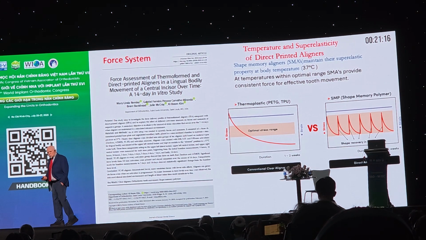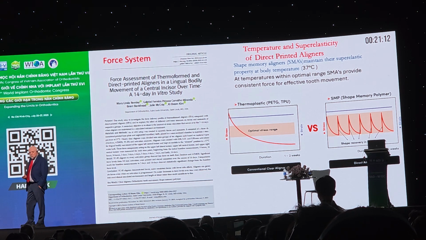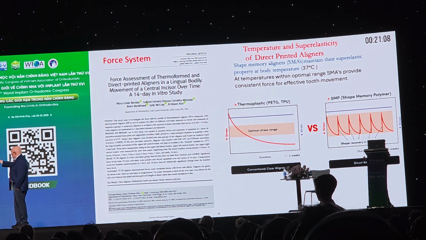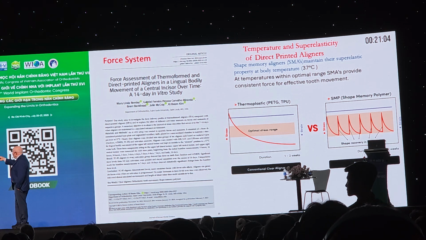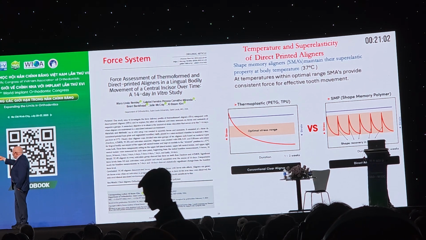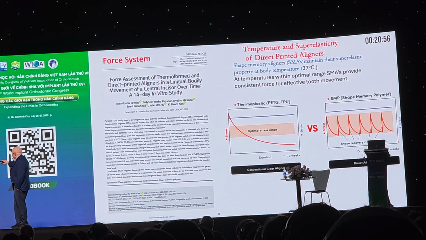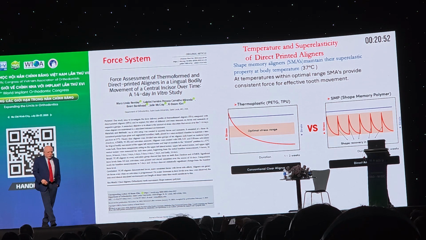Dr. Kim is going to talk about this study because they have done some excellent work at St. Louis University. On the left side, you can see the conventional aligner. You have optical range, stress range. You will see that after 1 to 2 weeks, it deactivates and stays where it is, and with shape memory aligners, it goes back to its original shape.